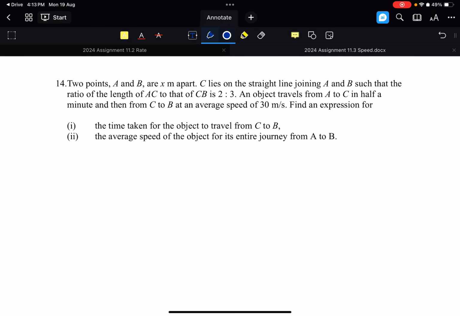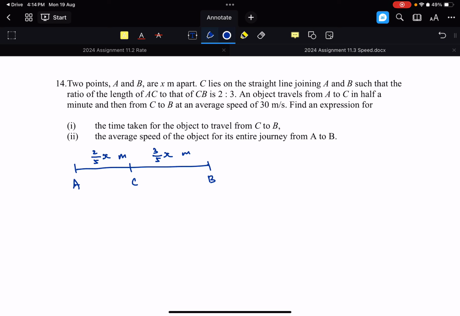No, 2 more, right? Next example, 2 points, A and B are x meters apart. C lies on a straight line joining A and B, such that the ratio of the length AC to CB is 2/3. So once again, it's a good idea to just sketch, right? So we have 3 points here, A, B, and then somewhere in between there's C, and the ratio is 2:3, right? So which means the whole thing is x, which means this will be 2/5 x, right? And this will be 3/5 x. This will be the distance, meters, correct? So we add them up together, the total is actually x meters, and the ratio is 2:3. So it makes sense. Okay, so we got the distance.